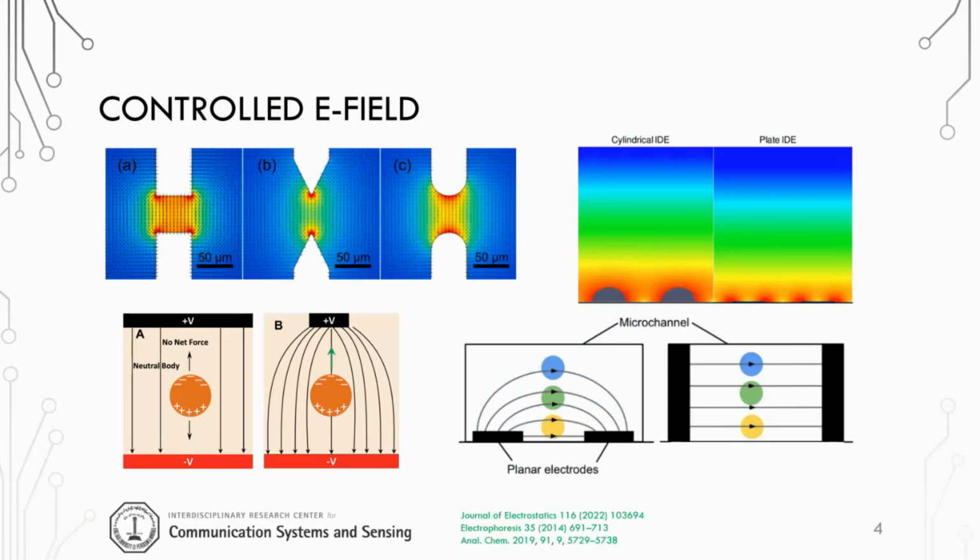Okay, you can see here we have different types of electrodes, and the electric field generated between the electrodes is different. For example, this is a pair of electrodes. We have here the rectangular, here triangle-shaped electrodes, and also a round-shaped electrode. With a different shape of electrode, the electric field will be a little bit different.